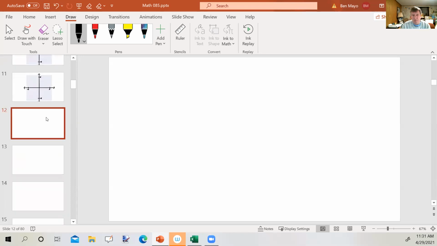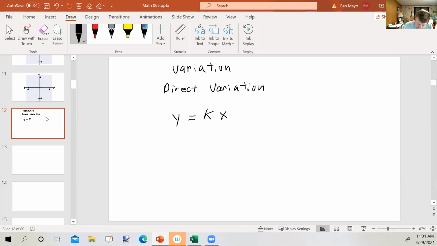The topic in section 8.9 is called variation. We're going to look at 3 types of variation today. The first type is called direct variation. Generally speaking, it's of the form y equals kx. K is referred to as the variation constant, or sometimes it's called the constant of variation or the constant of proportionality. I tend to just call it the variation constant because that's the shortest.